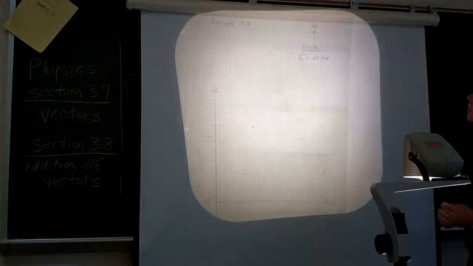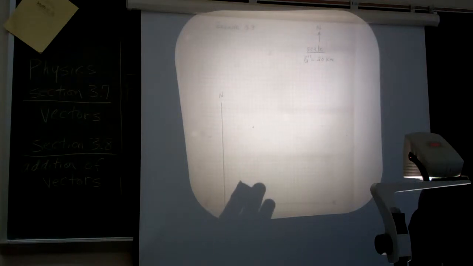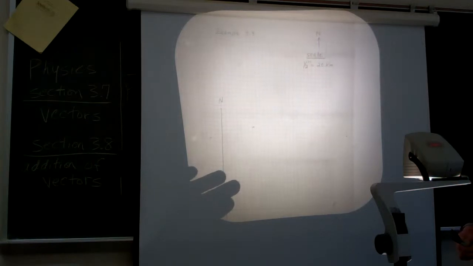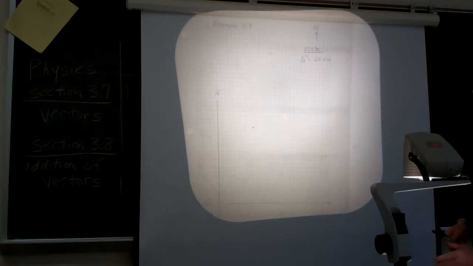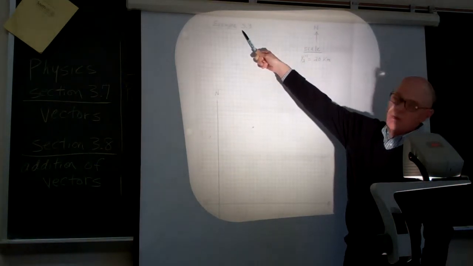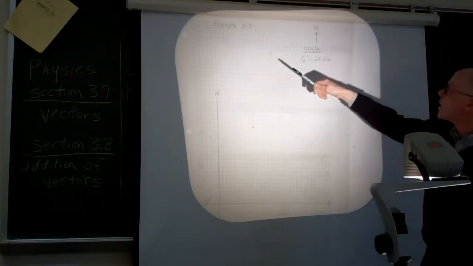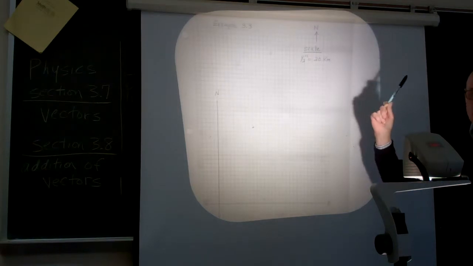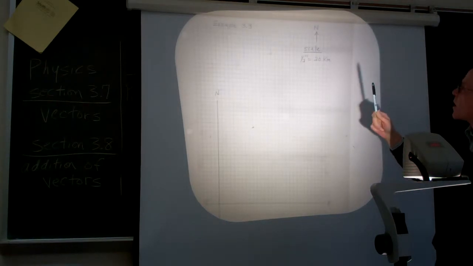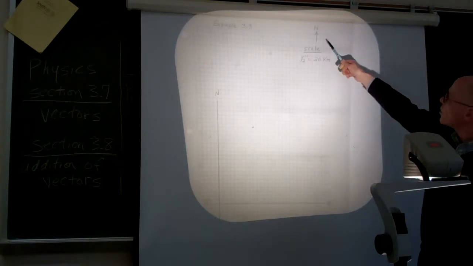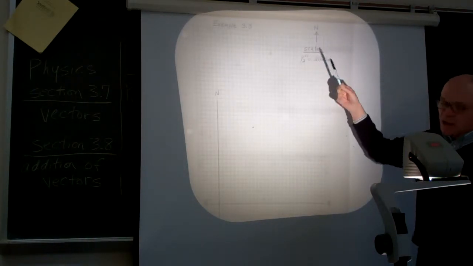Okay, so in these graphical methods, in any kind of graphing that you do, there's a couple of key things you want to put in here. One is you want to have a title for any kind of graph that you do. It's already on here, example 3.3. In this case, since we're working with vectors, you want to indicate direction. For this particular problem, we're showing a north arrow and we're showing a scale.